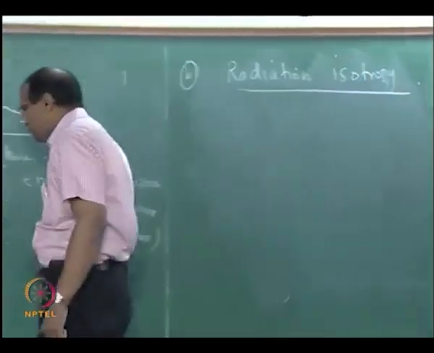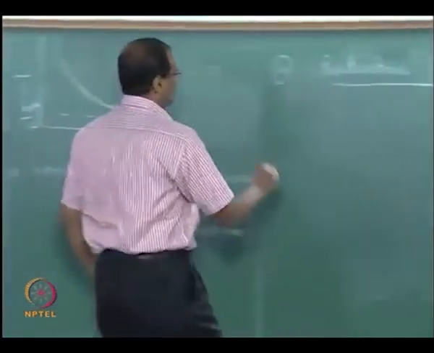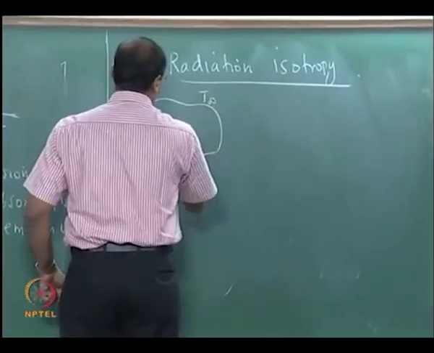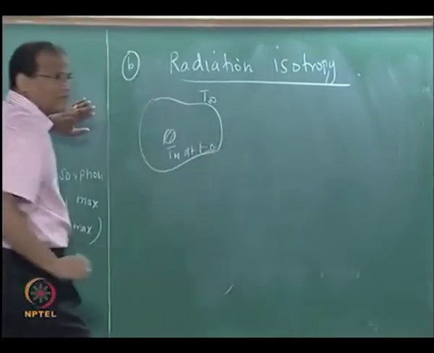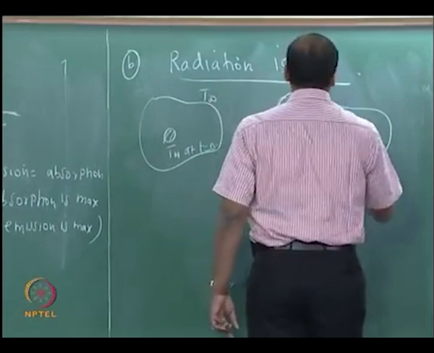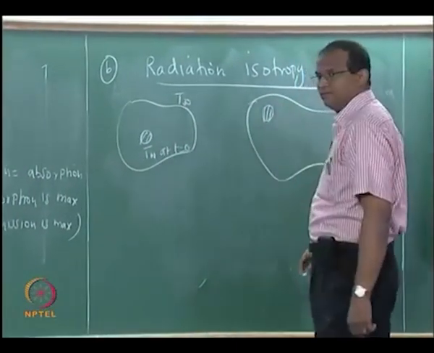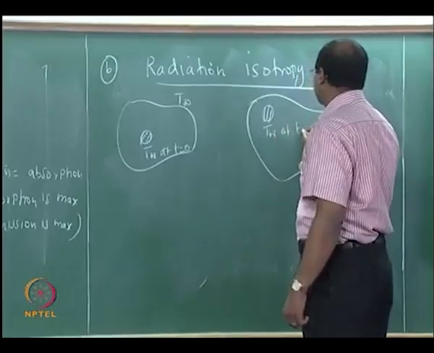Radiation isotropy. Suppose the story is like this. It is T infinity, TW at T equal to 0. I have one more case where it is the same enclosure with the same black body, but I am keeping the black body here. It is the same TW at T equal to 0. Is there any change?